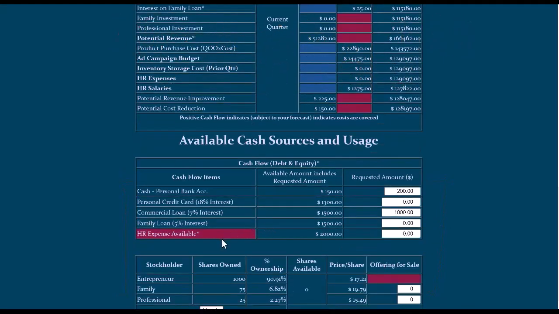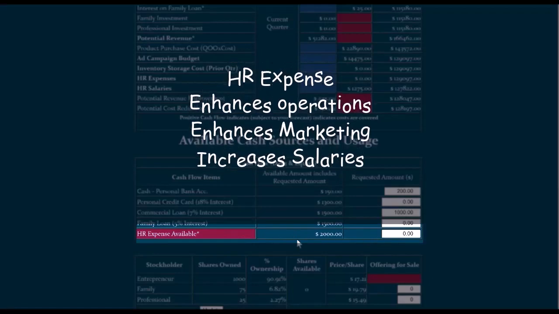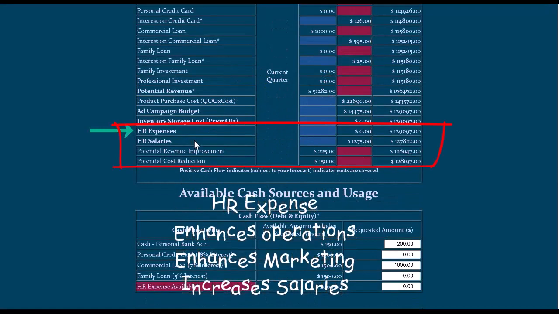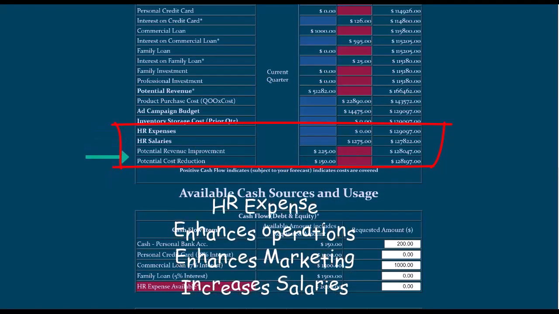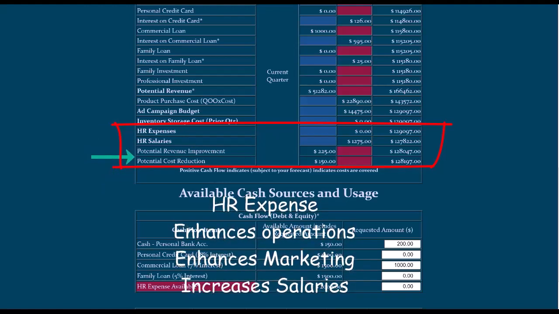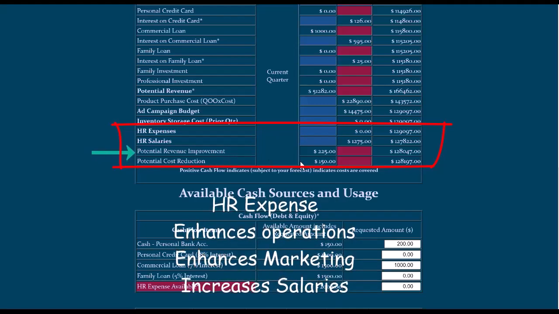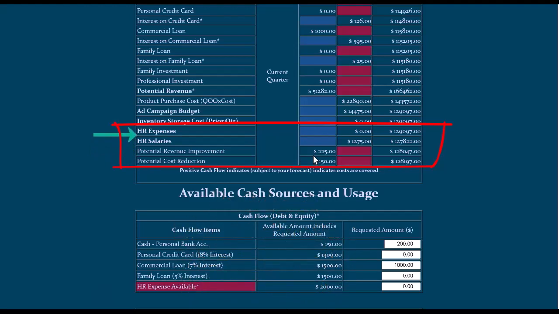In addition to borrowing funds, we also have an expense line here. Now, what the HR expense does, the HR expense charges us a salary, which we will pay on a quarterly basis. In addition to that, there are various improvements in the overall organizational operation. We'll see revenue improvements. That means our marketing department is becoming more efficient, more effective. And we see our operational cost reductions. That means our operational department is becoming much more effective.